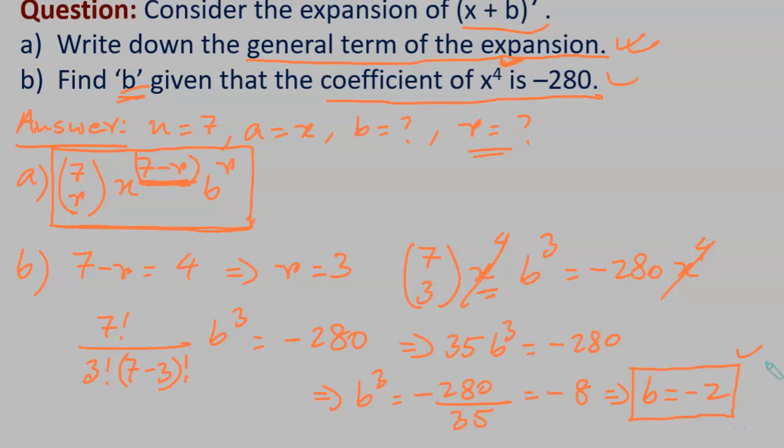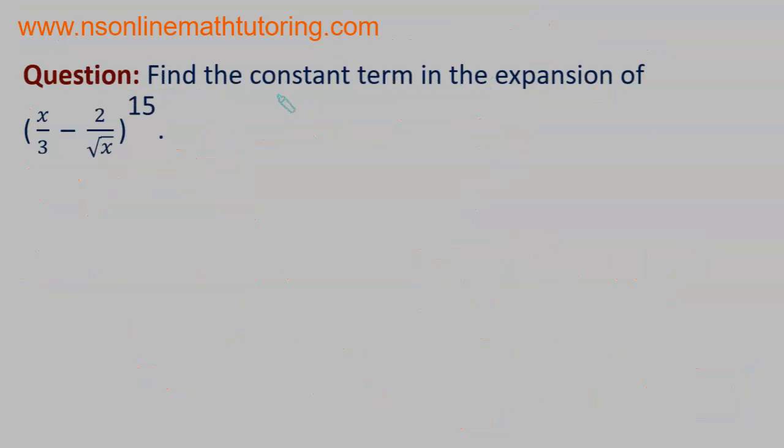Okay. So now you know how to come to the term number, or rather the value of r, when the power of x is given. So let us move on to the next question. Find the constant term in the expansion of x over 3 minus 2 over root x whole raised to the power of 15. Now in this case they did not give the term number, neither did they give the x to the power of something.